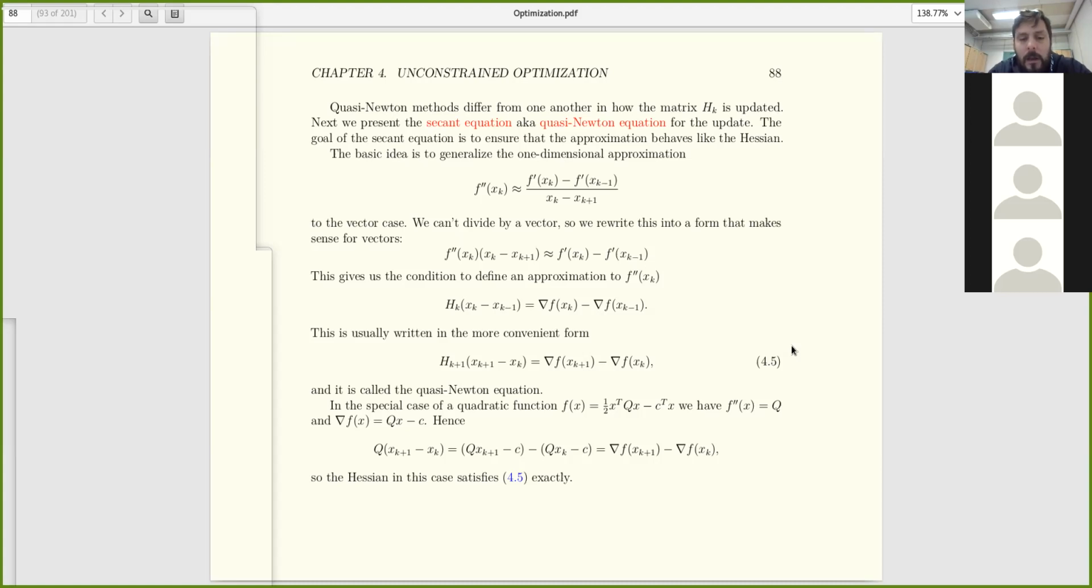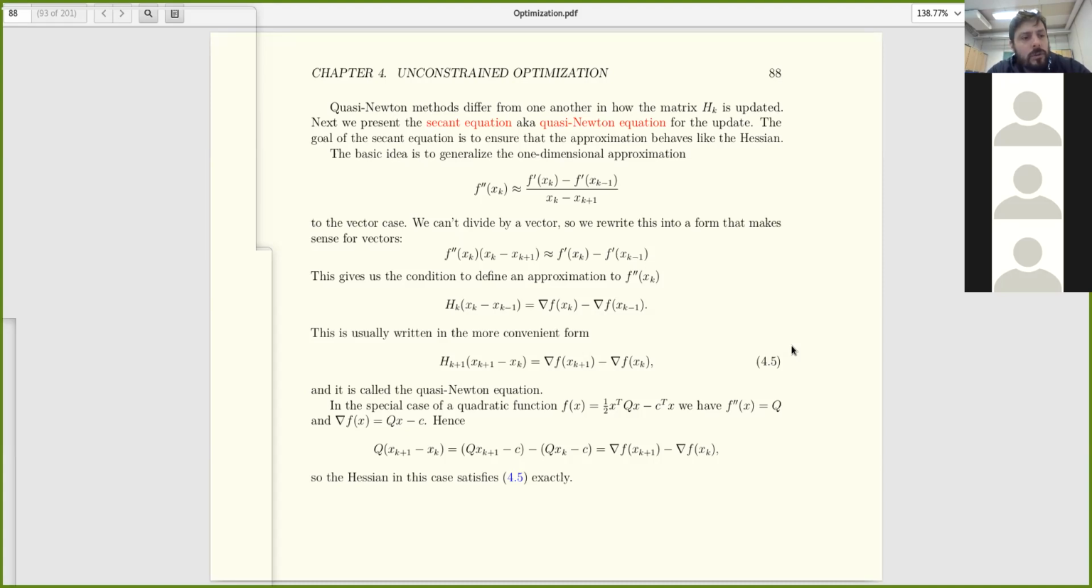But it doesn't matter. I hope you get what I mean: the relative change of the derivative with respect to the relative change of the point. And we're doing this with vectors. So we are looking for a matrix hk plus 1 such that the change from xk plus 1 minus xk should be equal to the change in the gradient of f when we move from those points.